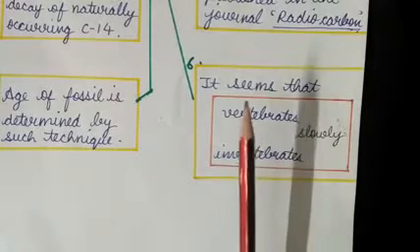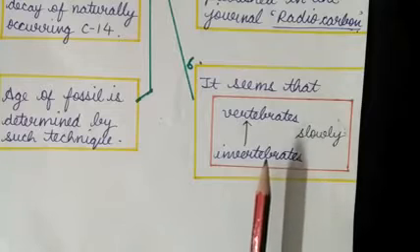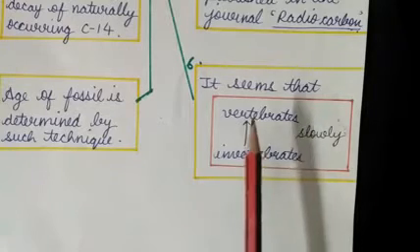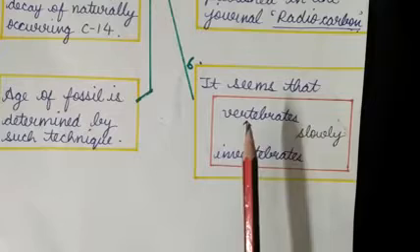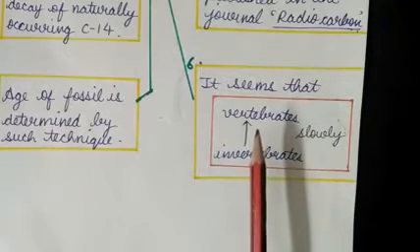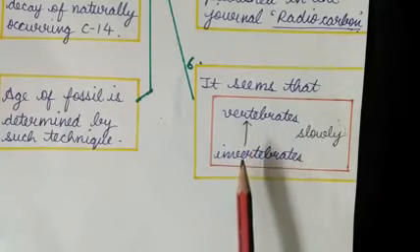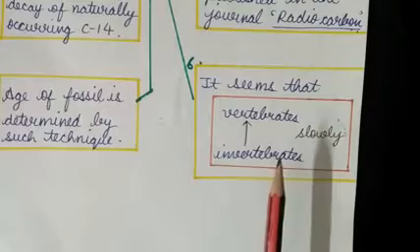Now, by carbon dating method, it seems that from invertebrates, the evolution has taken place slowly and vertebrates have evolved. So we come to know that vertebrate animals have evolved from invertebrate animals.